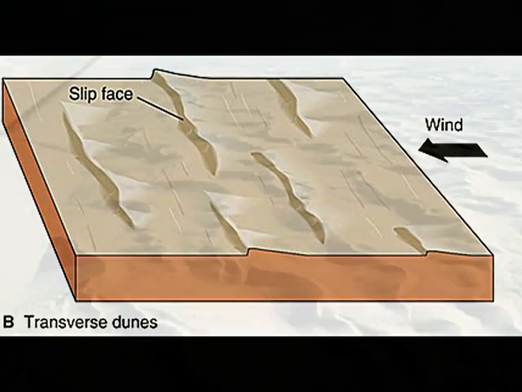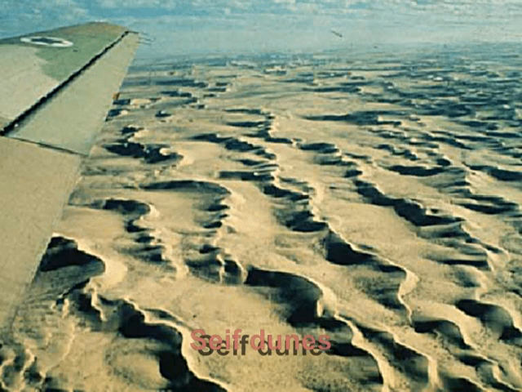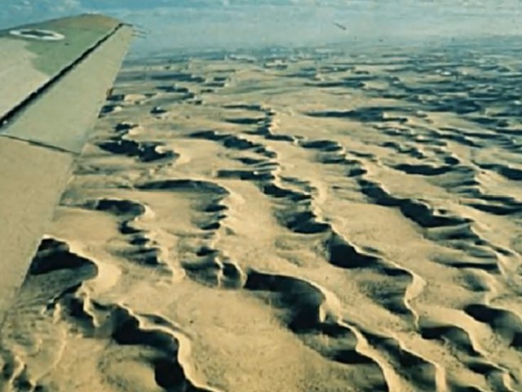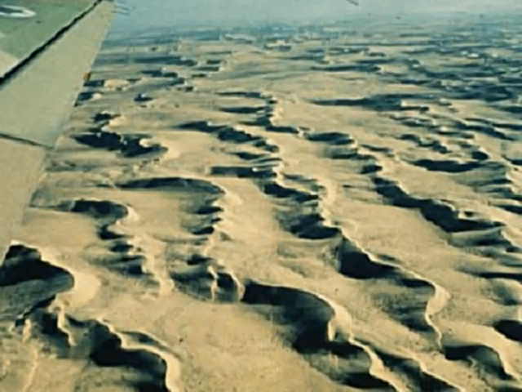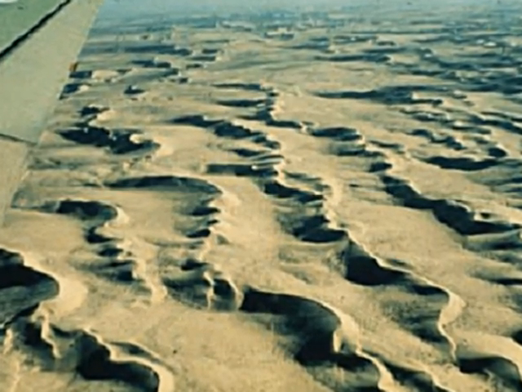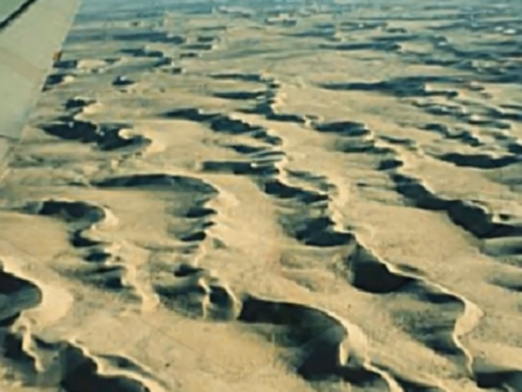Sinuous transverse dunes lie transverse or across the wind direction, with the wind blowing perpendicular to the ridge crest. Next are the seef sand dunes that are linear or slightly sinuous. They are called seef dunes after the Arabic word for sword. Seef dunes are associated with bidirectional winds.